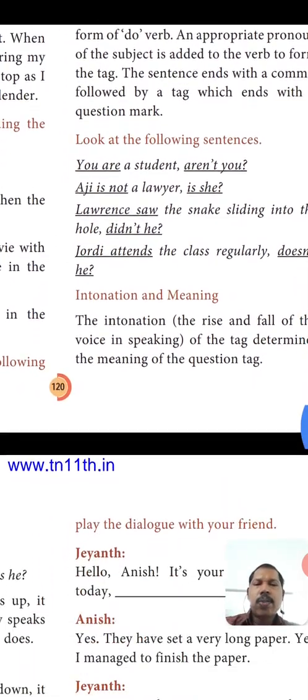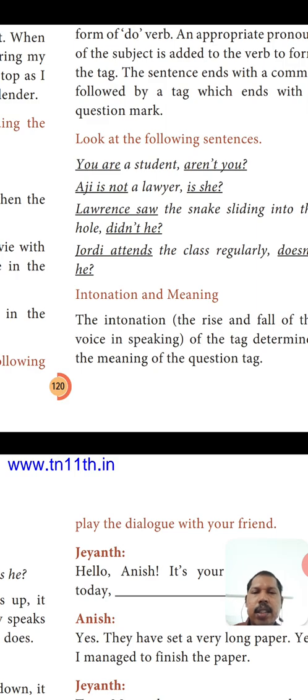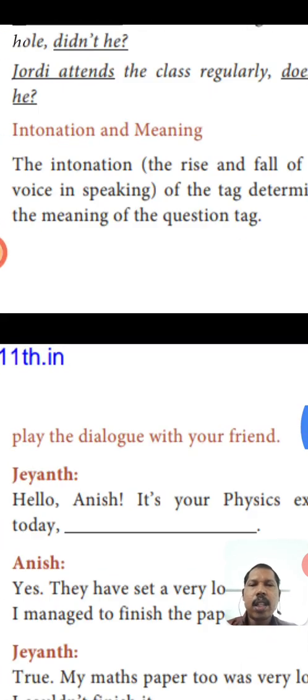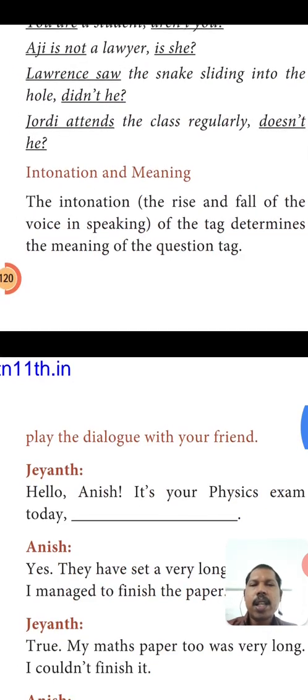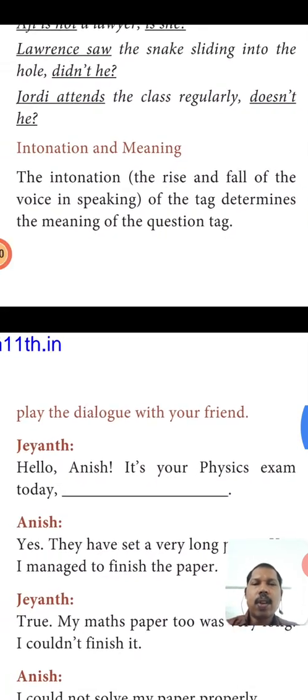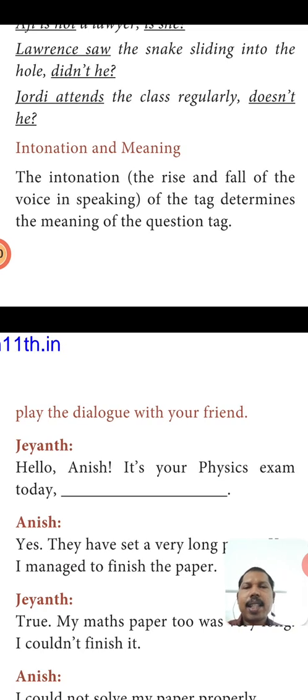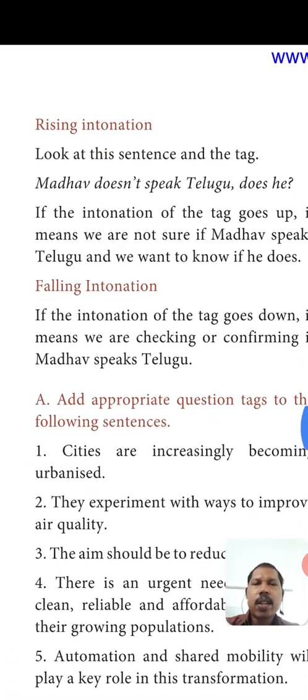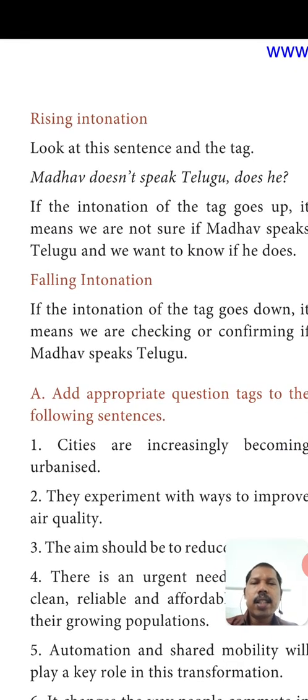So in that also, falling intonation and rising intonation are there. So the tone, how it should be used, that also tells the meaning of it. The intonation, the rise and fall of the voice in speaking, rising intonation or falling intonation of the tag determines the meaning of the tag. For rising intonation, wasn't he? Wasn't he? That is falling intonation. Wasn't he?